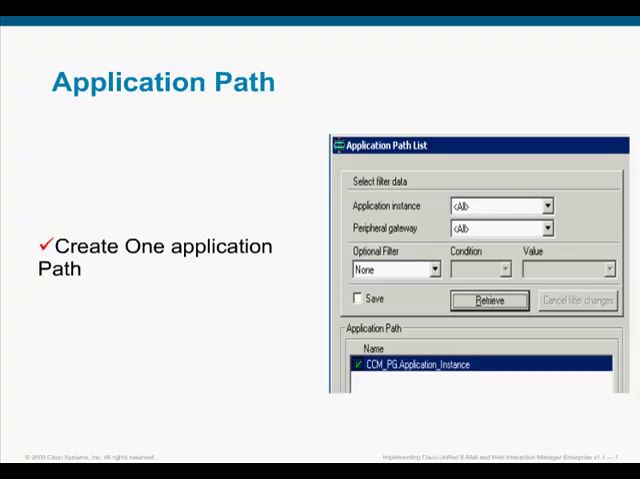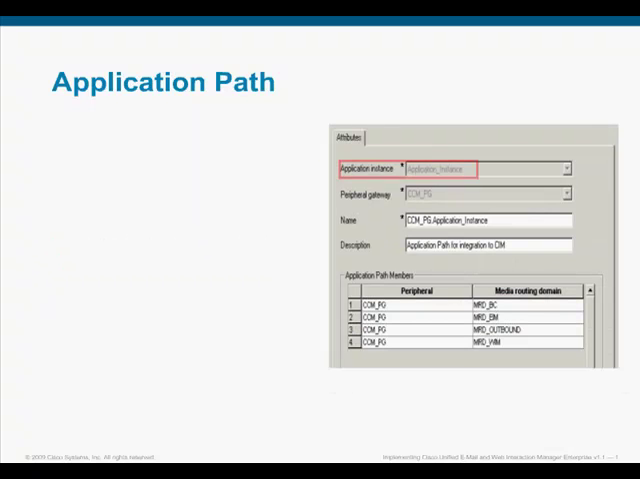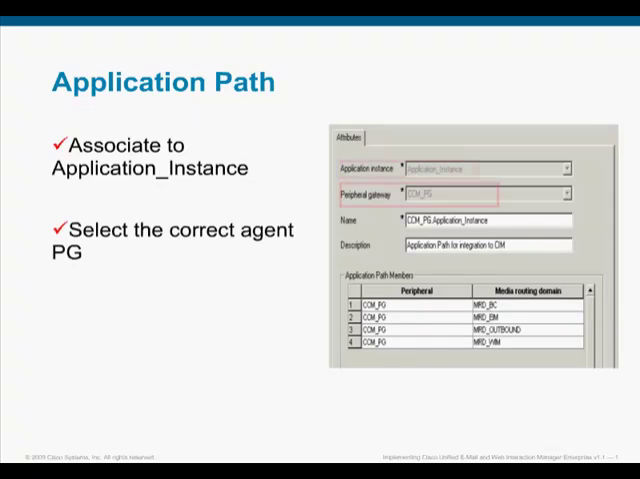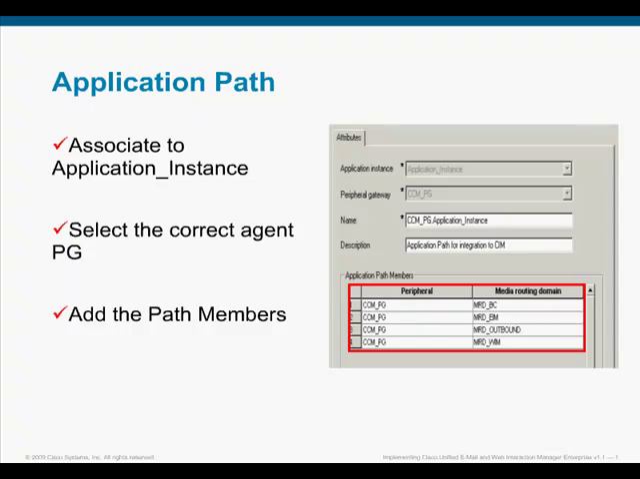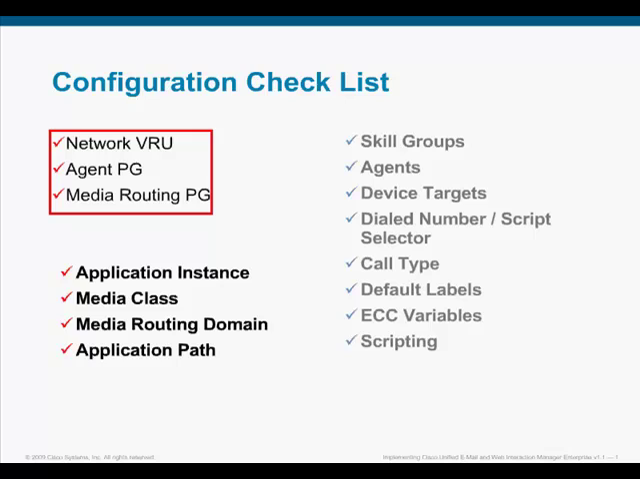We're going to create one application path. Associate this application path with the application instance that we created earlier. Select the correct agent PG where your agents are configured. Now add the application path members. You should have 4 application paths, one for each media routing domain. MRDBC for blended collab, EIM for email, outbound, and WIM for chat.